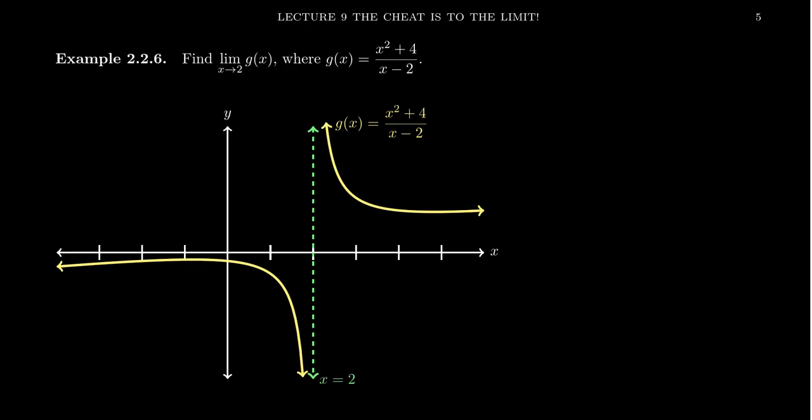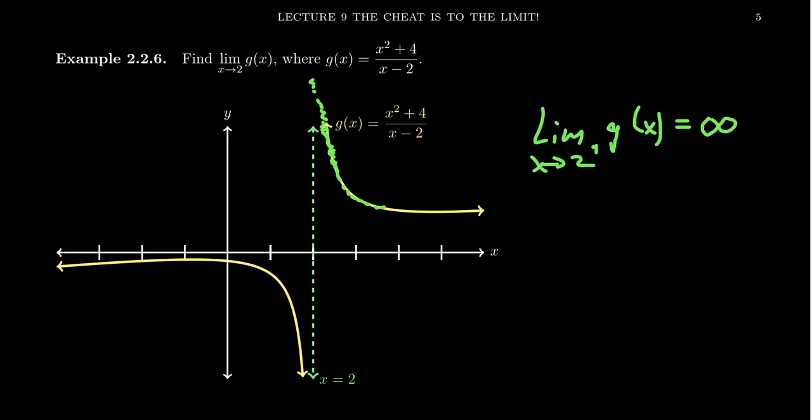Consider this graph right here. Take the limit as x approaches 2 of g of x, where g of x equals x squared plus 4 over x minus 2. If we approach x equals 2 from the right, we're going to be going up over here, over here, over here. We're going to end up with the limit as x approaches 2 from the right of g of x right here. Well, as you get closer and closer to the so-called vertical asymptote here, this will just keep on going, going, going. It wants to go to infinity and beyond.